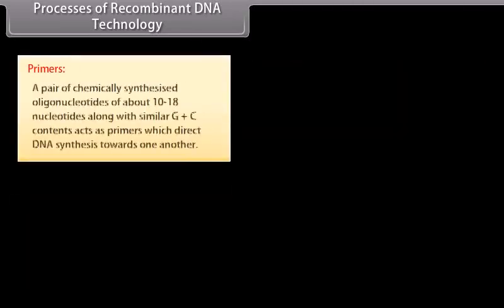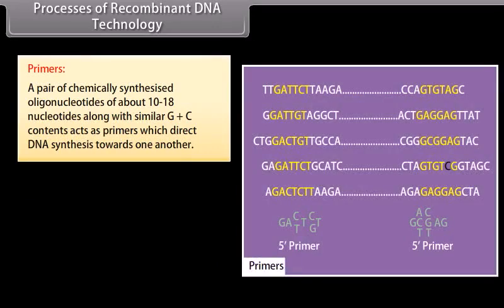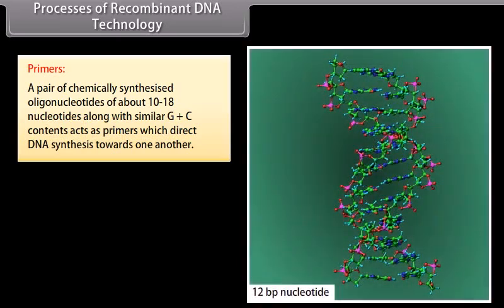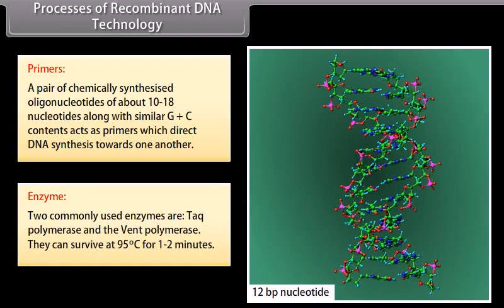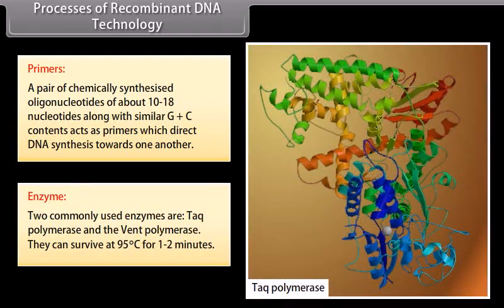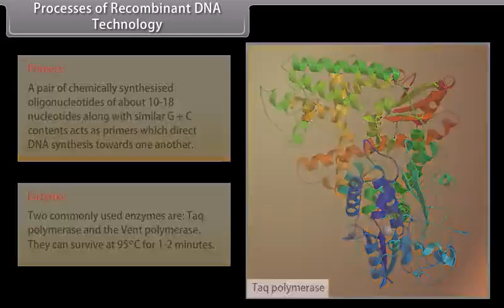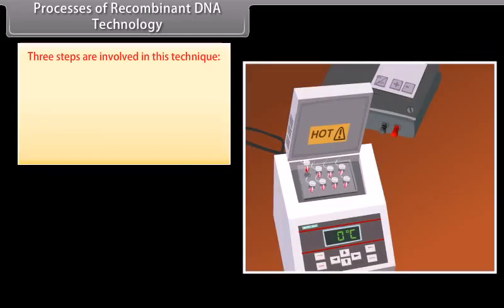Primers. A pair of chemically synthesized oligonucleotides of about 10 to 18 nucleotides along with similar G plus C contents act as primers, which direct DNA synthesis towards one another. Enzyme. Two commonly used enzymes are Taq polymerase and the Vent polymerase. They can survive at 95 degrees Celsius for 1 to 2 minutes. Three steps are involved in this technique.